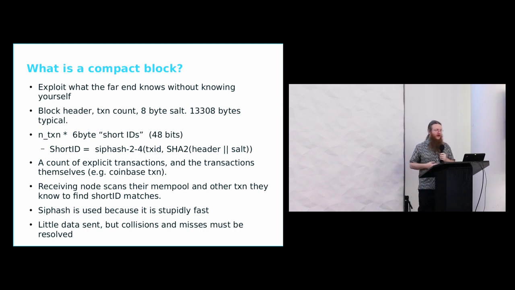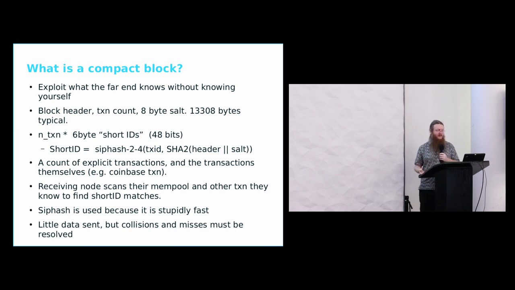It can also send explicit transactions, so for example, the Coinbase transaction in the block, the far end never knows that, so you know it doesn't have it, so you can just send it explicitly. And when you receive one of these compact blocks, you can scan your memory pool and other sources of transactions you might have laying around and see if you get any matches. This uses siphash as the main hash function in it because it's very, very fast.